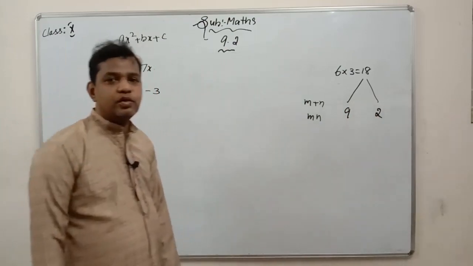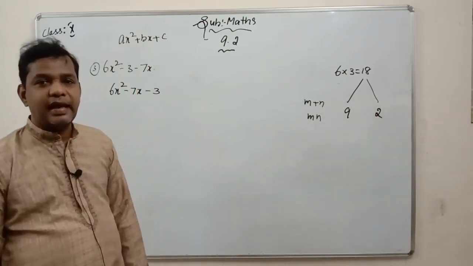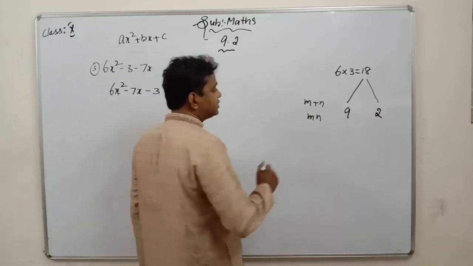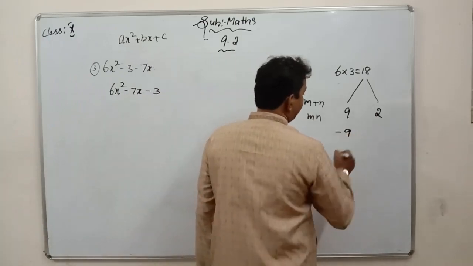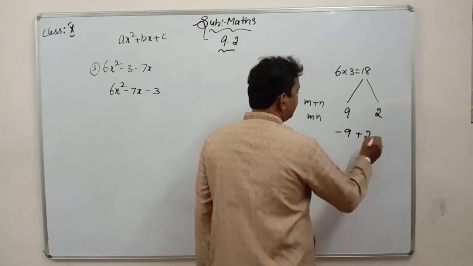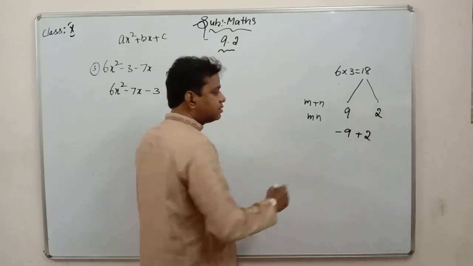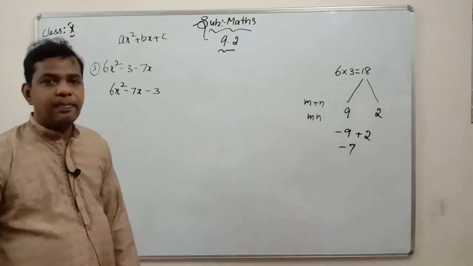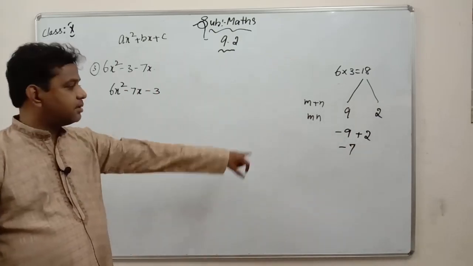What is 9 into 2? 9 into 2 is 18 there. But we need minus 7. So I can write minus 9 plus 2. What is minus 9 plus 2? You will get minus 7. Got it? Minus 9 plus 2 is minus 7.